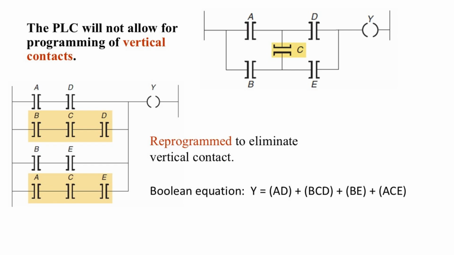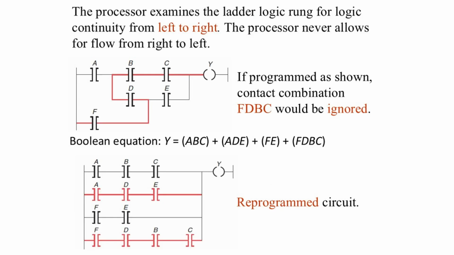So the final Boolean expression is written as Y equals AD plus BCD plus BE plus ACE. In summary, this method preserves the same logical behavior while eliminating vertical connections, ensuring that the PLC executes the program correctly and efficiently. This slide illustrates a key concept in how the PLC executes your program: logic flow direction. A PLC always scans each rung of ladder logic from left to right.